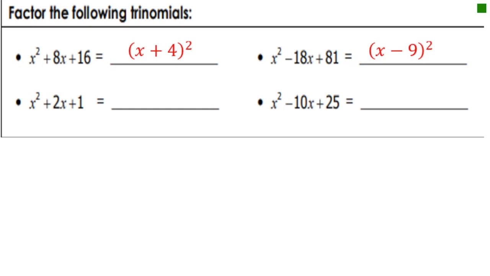Same thing here. X, what's the sign in front? Plus, what's the square root of 1? 1. So x plus 1 squared. So you can come up with a shortcut versus having to use the AC method and working from there. So there's the answer. And the last one, you should have got x minus 5 squared.